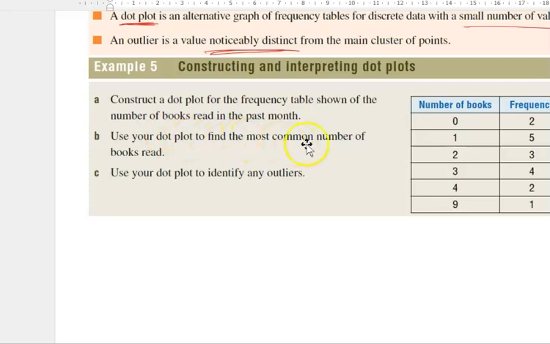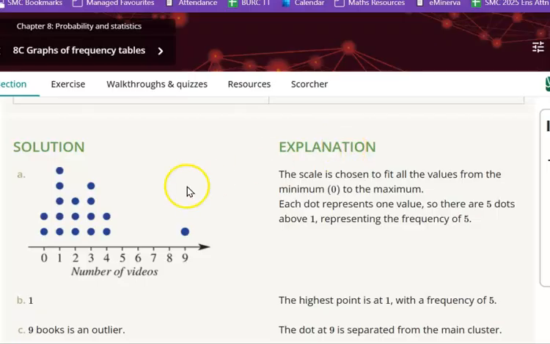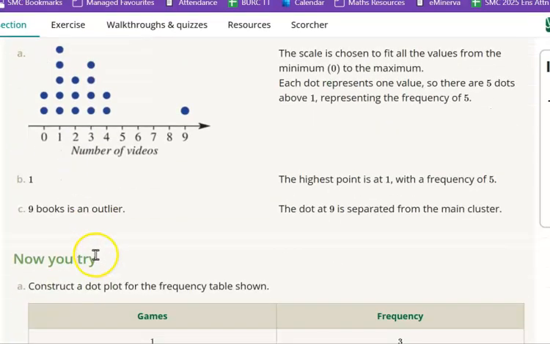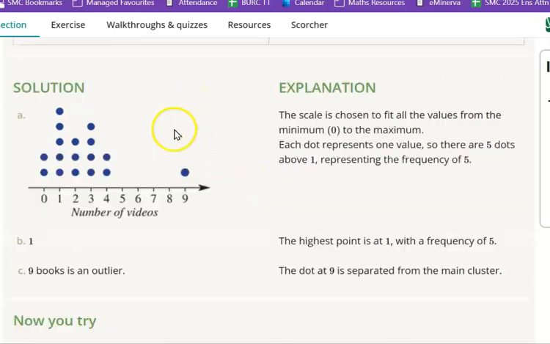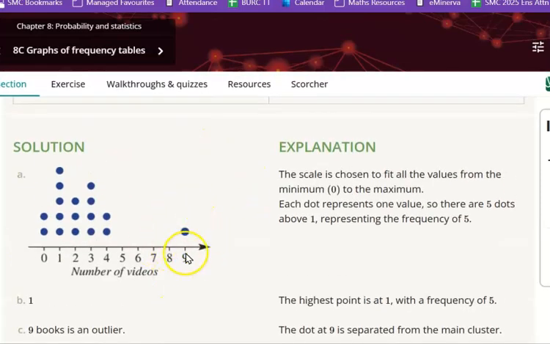So we'll use our plot to find the most common number of books read. That's pretty easy. It looks like the tallest column, there's 5 here, so that is the most common. And we also call that the mode. The next question was, use your dot plot to identify any outliers. Well, that makes it really painfully obvious that this 9 is the one that doesn't fit with the rest of the group. So that's the outlier from there.